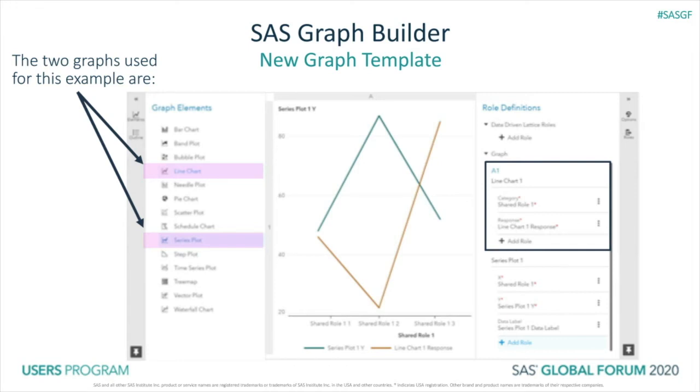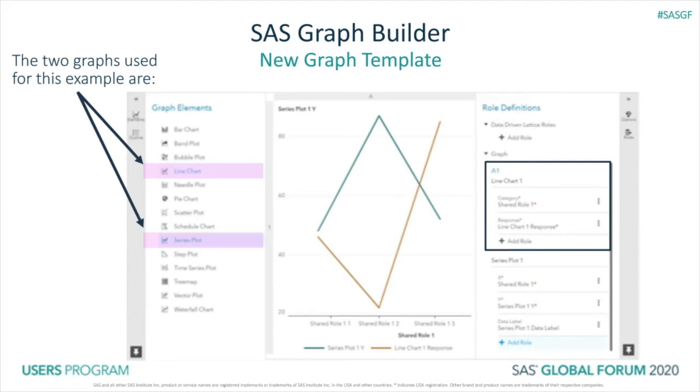The graphs we're using for this example are a line chart and a series plot. We're using the series plot because it doesn't allow your date on the x-axis, so we can't use that straight away. However, it does have an extra role for a data label, so you can annotate data points. We'll combine the two, taking the roles from the line chart and the data label from the series plot. So we've added them both into the middle.